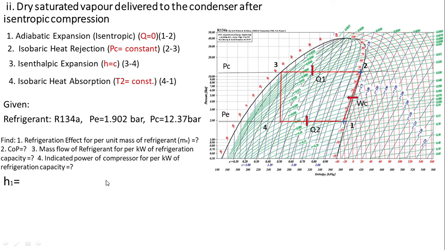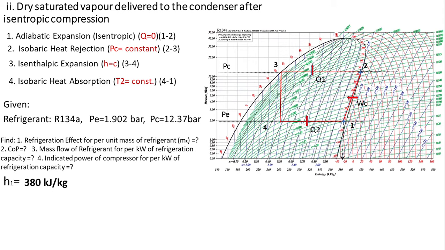Now before going for the refrigeration effect, if this type of problem is there, then you have to write down the enthalpies of these 4 points. What is that? H1, H2, H3 and H4. So how will you calculate H1? Point 1 is here and enthalpy is given on this x-axis. So H1 is indicated somewhere here. So you can say that H1 is 380 kilojoule per kg.